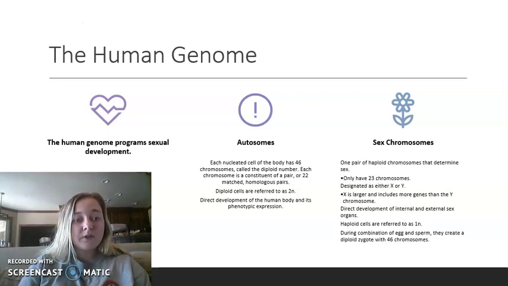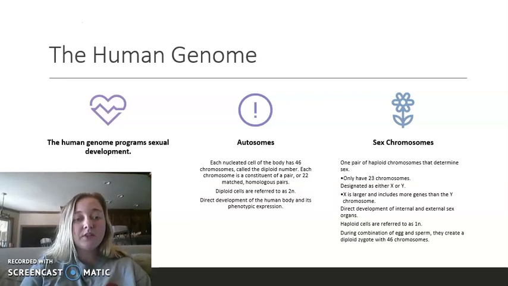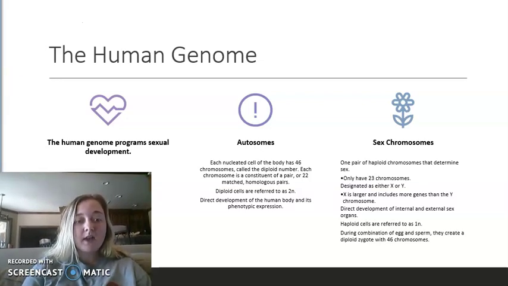The sex chromosomes are different from autosomes, as they are haploid cells that determine solely the sex of an individual. Being haploid means that instead of containing 46 chromosomes, they only contain 23, and are referred to as 1N or just N. When these chromosomes are combined, they create a diploid zygote with 46 chromosomes. These sex chromosomes are separated as being either X or Y. The X chromosome is much larger than the Y chromosome, as it contains a larger amount of coding information. These sex chromosomes are directly responsible for the development of internal and external sex organs.